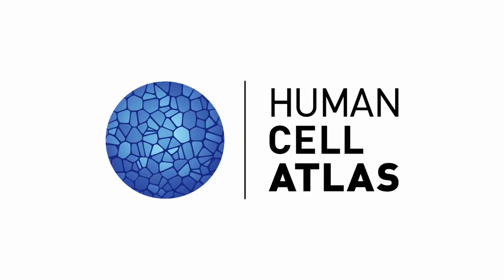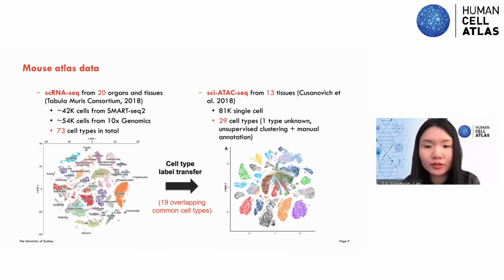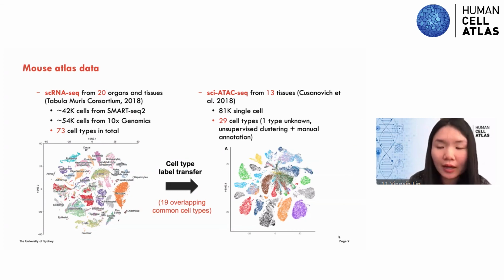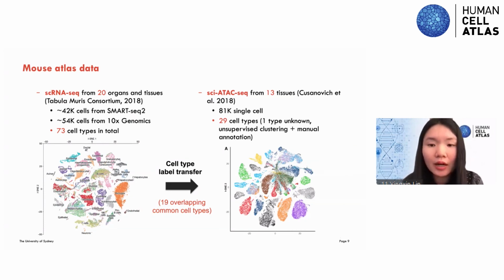Next, I will show three case studies of scJoint. The first one is the mouse cell atlas study, the second one is the integration of multimodal data, and the third one is the analysis of paired data. So first, mouse cell atlas. We apply our method on two mouse atlas datasets from single-cell RNA-seq and single-cell ATAC-seq. The mouse cell atlas of single-cell RNA-seq is collected from 20 organs and tissues, generated by two technologies, SmartSeq2 and 10x Genomics. And the single-cell ATAC-seq data are sequenced from 13 tissues with 81,000 cells and 29 cell types. Overall, there are only 19 overlapping common cell types between the two atlas data.